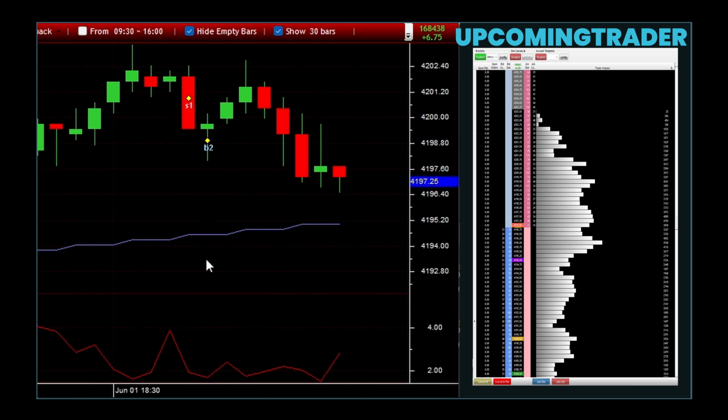Double tops and double bottoms are key indicators of potential reversal points in the market, providing traders with valuable signals that the current trend may be nearing its end. These patterns are straightforward to recognize and can be powerful tools in your trading arsenal. A double top forms after an uptrend and is characterized by two peaks at roughly the same price level, creating a shape that resembles the letter M.